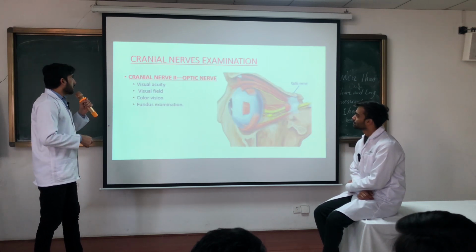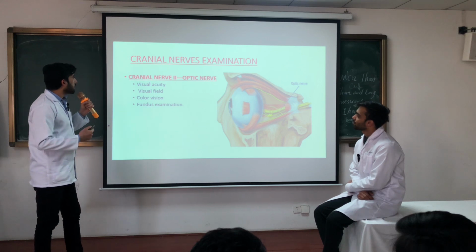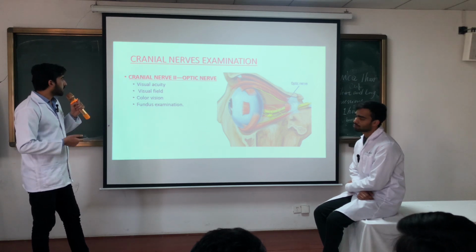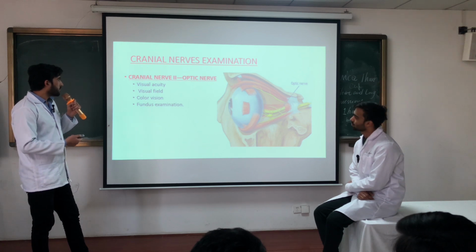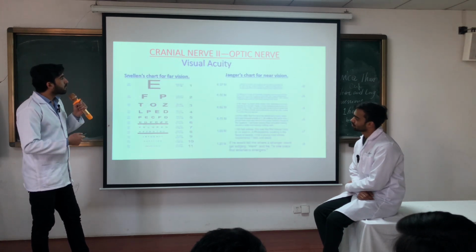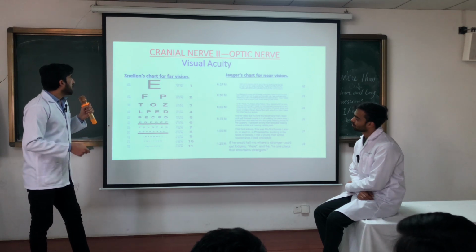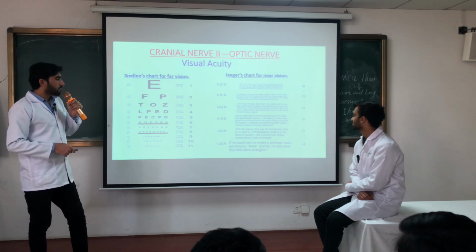And the second cranial nerve is the optic nerve. In the optic nerve, we have to check visual acuity, visual field, color vision, and fundus examination. So how can we check visual acuity? First of all, there are two methods. Snellen charts for near vision.